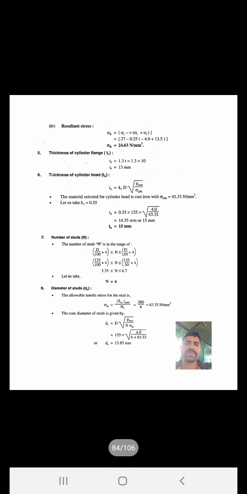Okay, then let us take K1. This value we want to take from the table. K1 is equal to 0.35 as per the material, you will get that value. TH is equal to 0.35 into 135 into root of 4 divided by 43.33. You will get TH, thickness of the cylinder head, is equal to 15 mm.